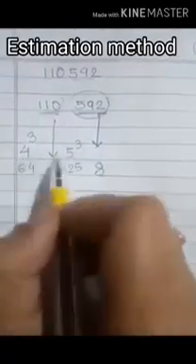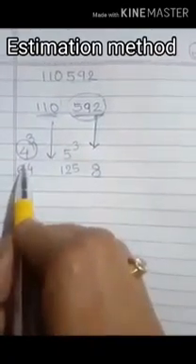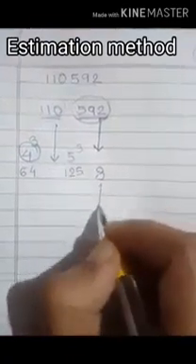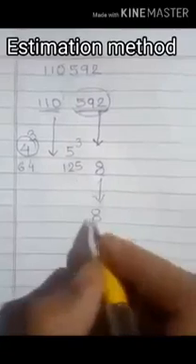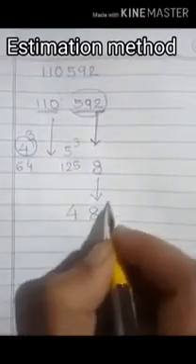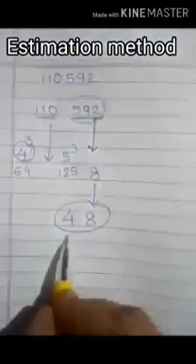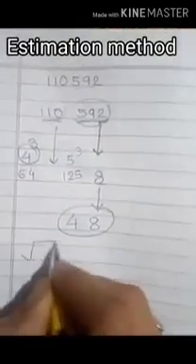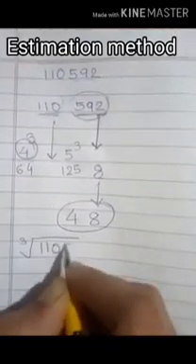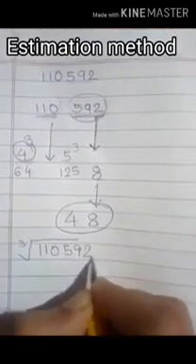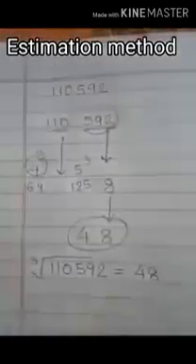Now out of 4 and 5, 4 is the smaller number, so that number we will take. So the units digit we got was 8 and the tens digit is this smaller number 4. So 48 is the cube root of the given number. So we can write, using the estimation method, the cube root of 110,592 is 48. This is how we estimate the answer.